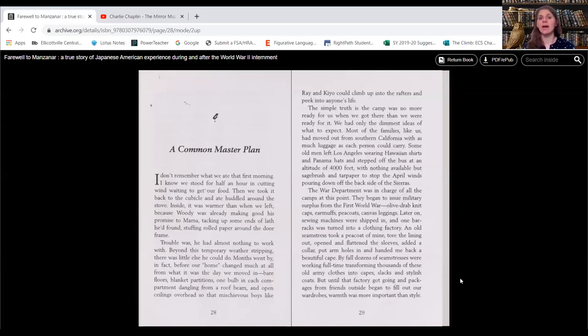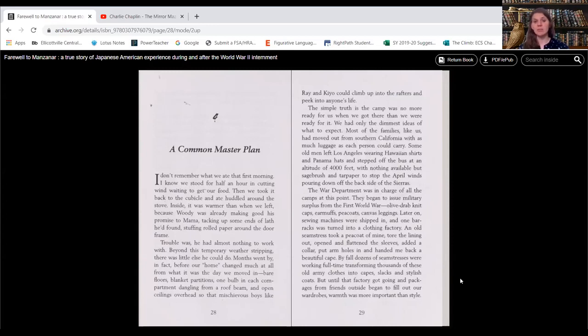Chapter 4, A Common Master Plan. I don't remember what we ate that first morning. I know we stood for half an hour in cutting wind waiting to get our food. Then we took it back to the cubicle and ate huddled around the stove. Inside, it was warmer than when we left, because Woody was already making good his promise to Mama, tacking up some ends of lath he'd found, stuffing rolled paper around the door frame. Trouble was, he had almost nothing to work with. Beyond this temporary weather stripping, there was little else he could do. Months went by, in fact, before our home changed much at all from what it was the day we moved in.